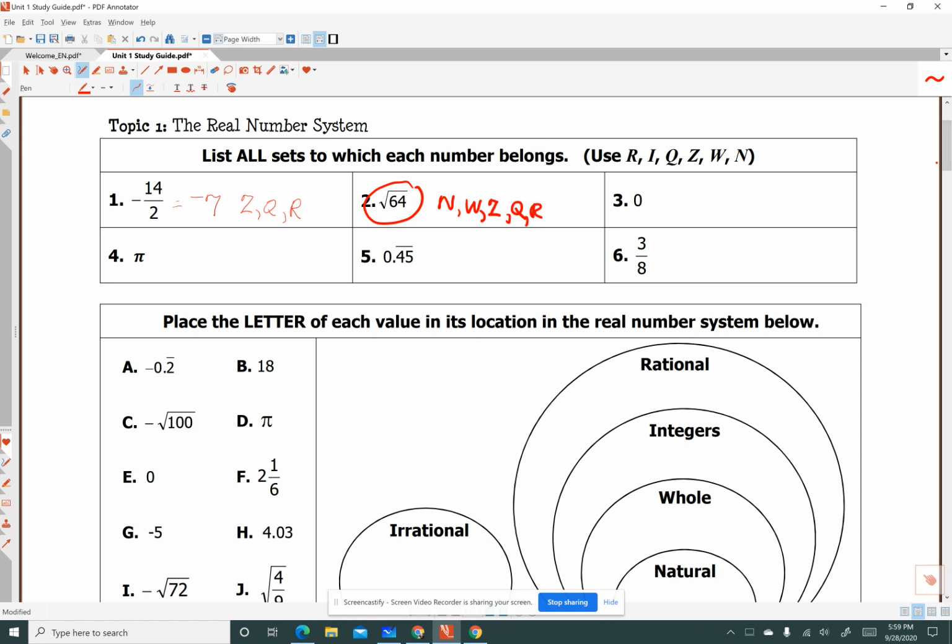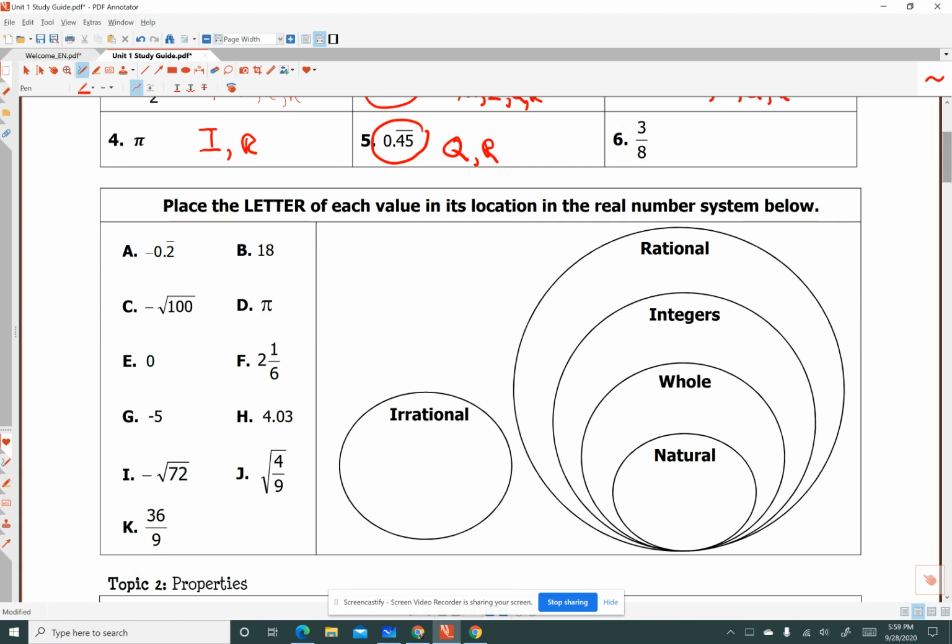Now, the thing with zero is that it is a whole number, but it's not a natural number. So it is a whole number, it is an integer, it is a rational number, and it's a member of the real number system. Pi, however, is irrational. It goes on and on with no repeating, although it is a member of the real number system. Now, where we have a repeating decimal, we have a rational number, which is also a member of the real number system. Looking back at this chart, I want you to think of it this way.